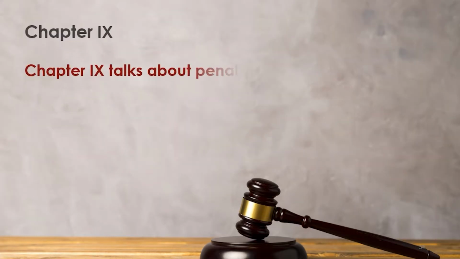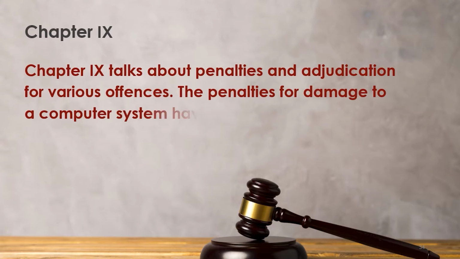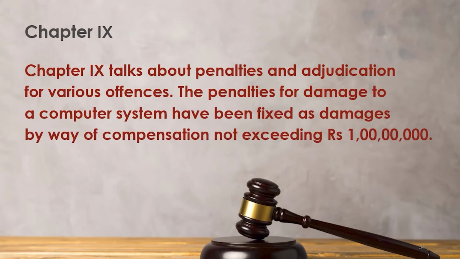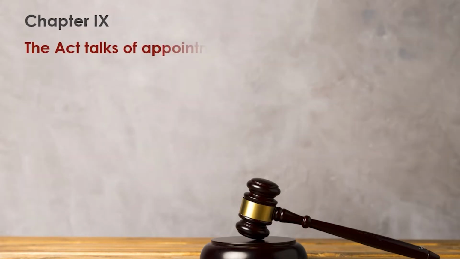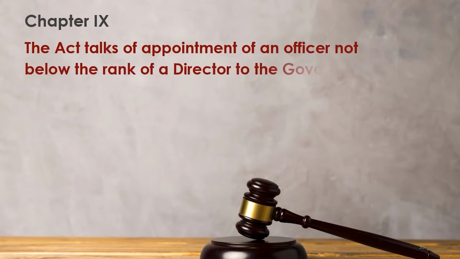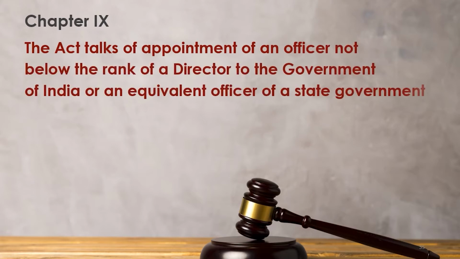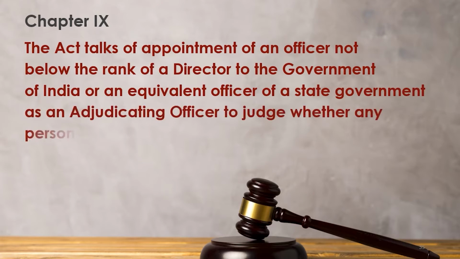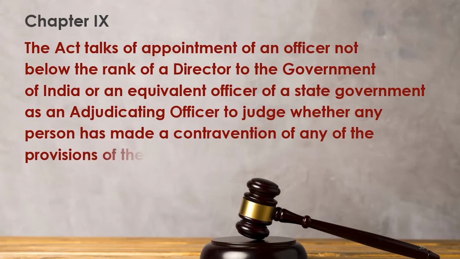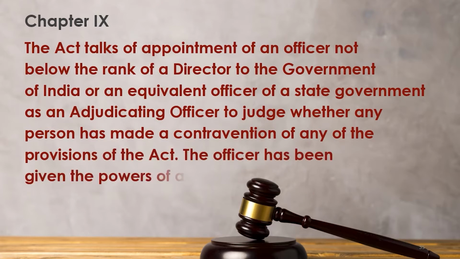If you move on to chapter 9, this talks about penalties and adjudication for various offences. All offences in cyberspace are discussed in chapter number 9. The penalties for damage to a computer system may go up to rupees 1 crore. The act talks about the appointment of an officer not below the rank of director to the government of India, or an equivalent officer of a state government, as an adjudicating officer to judge whether any person has made a contravention of any provision of the act. The officer has been given the powers of a civil court. So, how to punish somebody who is committing a crime in cyberspace is defined in this act.